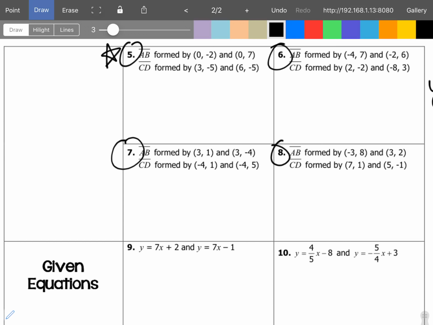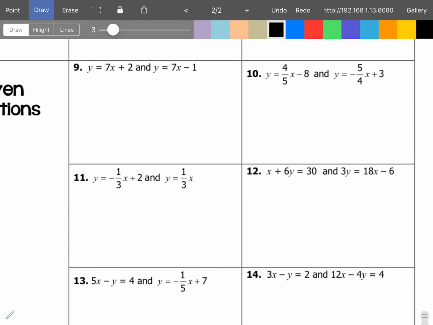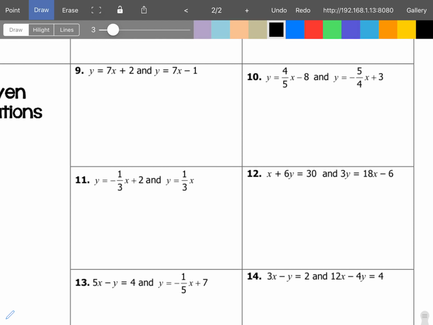And I give you technically 4 points, right? And I say, okay, here's AB and here's CD. Tell me if those two are perpendicular, parallel, or neither. What if I gave you 2 lines? So for number 9, if I said, tell me if these are parallel, perpendicular, or neither.